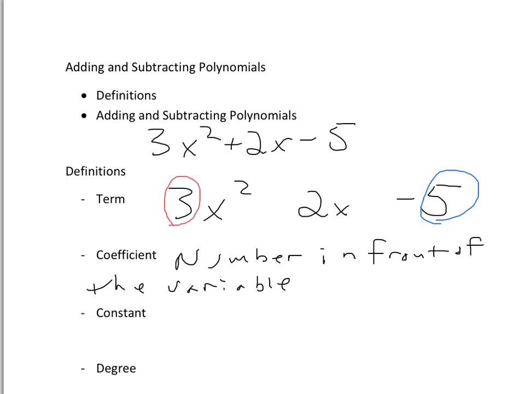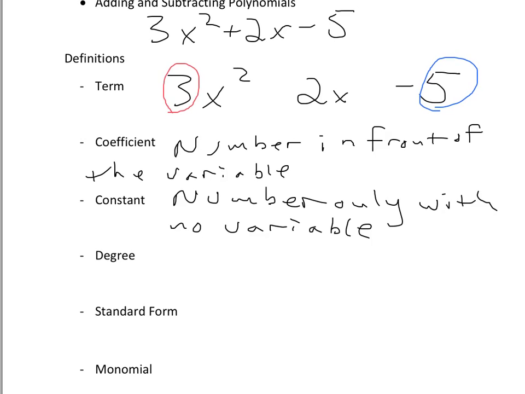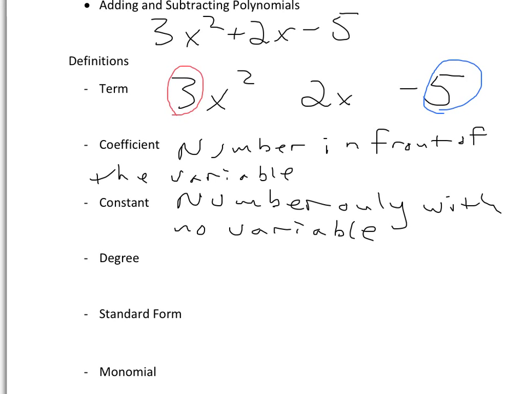So the constant term is a number only, with no variable. The degree of the polynomial is the highest exponent that's in the polynomial. So this one has a squared, a plain old x, and a number. So the degree of this polynomial is 2. So it's the highest exponent, which once again was 2 in this example.